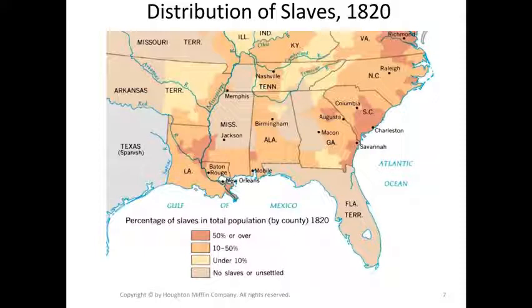So in terms of distribution of slaves, again, looking at the comparison from 1820, Virginia had 50% or over, North Carolina, South Carolina, Georgia, and then a little small portion of Alabama and along the Mississippi River in Louisiana and Mississippi. You can kind of see that the percentage of total population by county of slaves is 50% in those areas, but everywhere else it's about 10 to 50%.